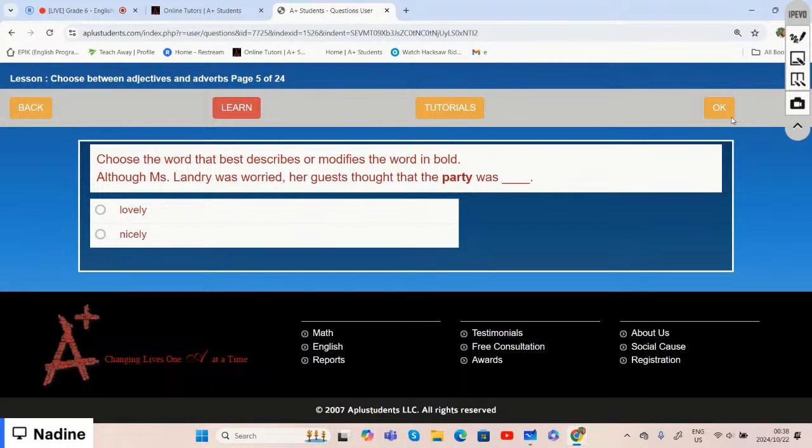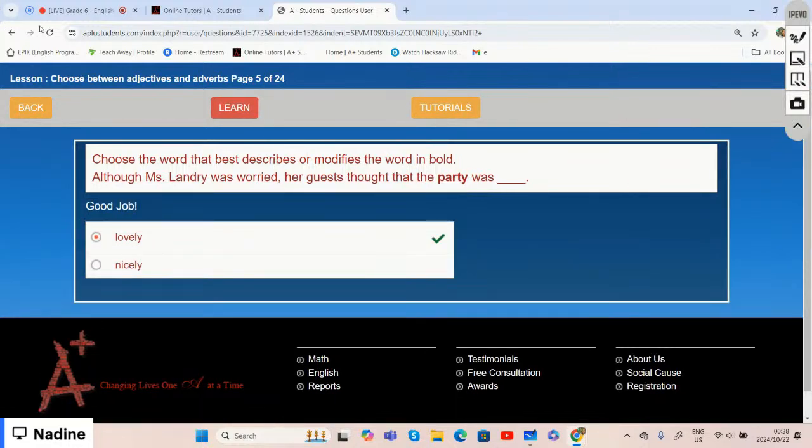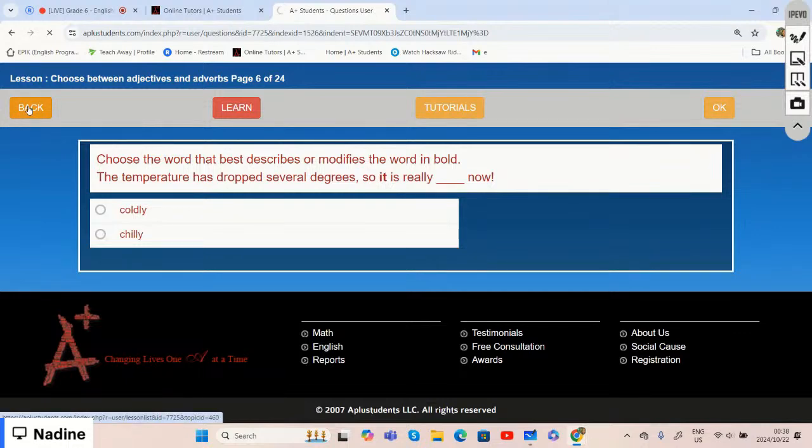So do we say the party was lovely or nicely? So if we were to choose the correct one, we can then say that her party was option one, lovely. She had a lovely party. Well done. Lovely is correct.